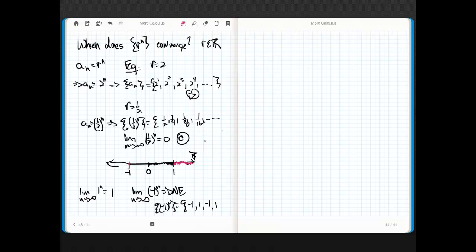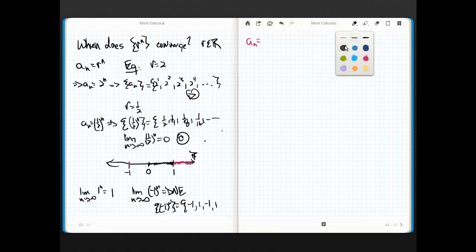But how about values between -1 and 0? Well, look at it. Remember our powerful little absolute value thing? Let's look at a sub n equals (-2/3) to the n. That implies that the sequence created by a sub n is equal to -2/3, +4/9, -8/27, +16/81, and that can be really confusing to look at. I mean, is it converging?